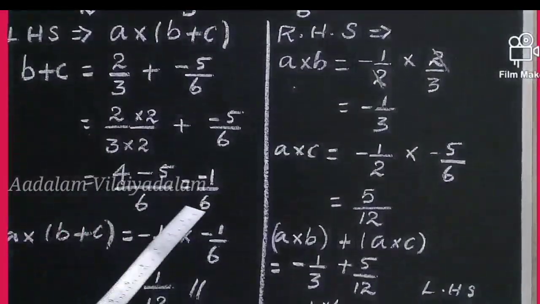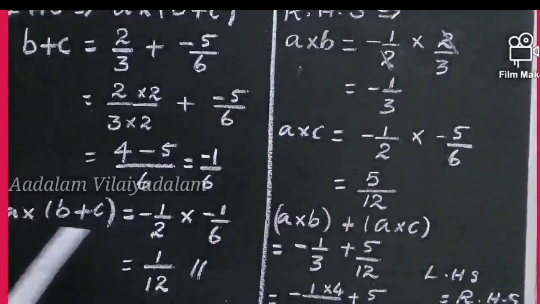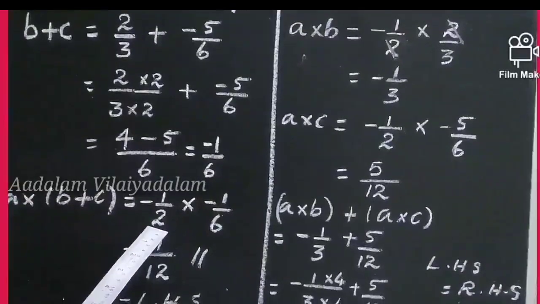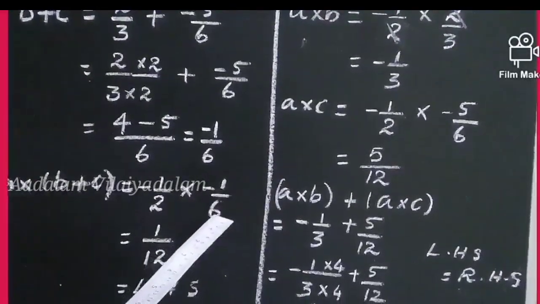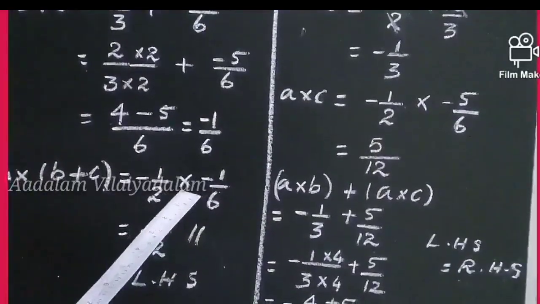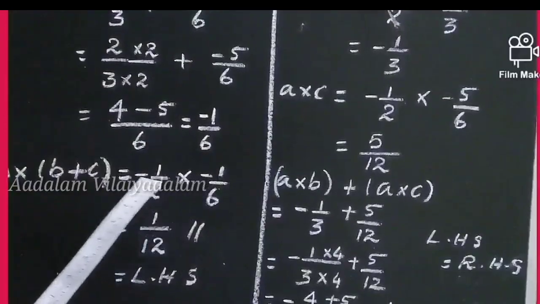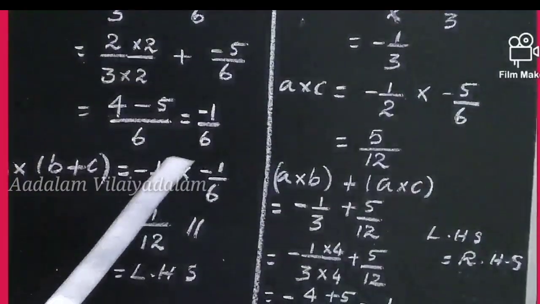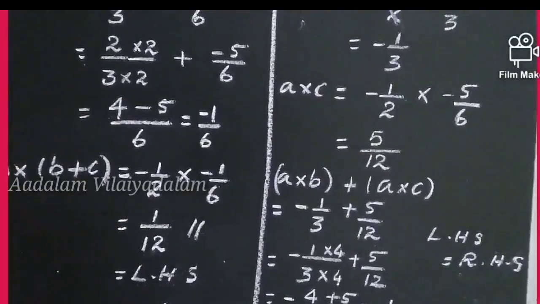B plus C equal to minus 1 by 6. A into B plus C. Here the A value is minus 1 by 2 into B plus C value, minus 1 by 6. So here it is multiplication, so cancellation is not possible. Just multiply the numerator values. Minus into minus is plus, 1 1s are 1, 2 6s are 12. So this is the LHS value.